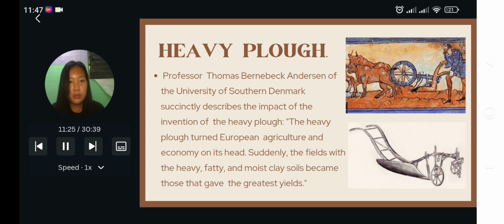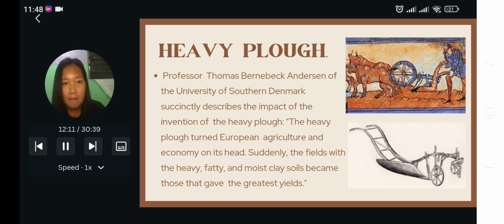So, Professor Thomas Bernebek Anderson of the University of Southern Denmark succinctly describes the impact of the invention of the heavy plow. The heavy plow turned European agriculture and economy on its head. Suddenly, the fields with the heavy, fatty, and moist clay soils became those that gave the greatest yields. Kasi during that time, it is very difficult for them to use yung clay soil kasi mabigat, until na-invent nila itong heavy plow. And because of this, mas naging convenient or mas naging madali na sa kanila mag-harness ng clay soil.